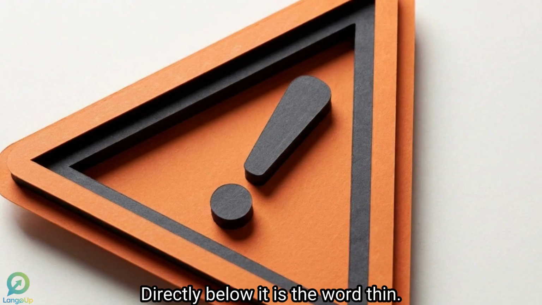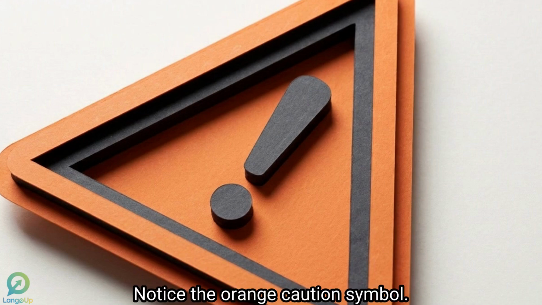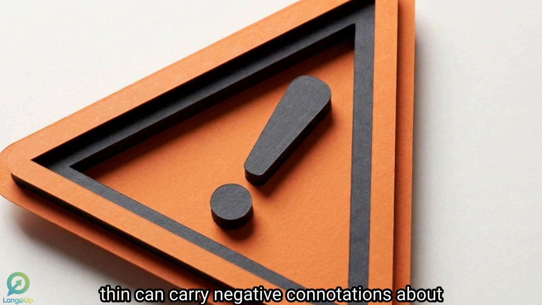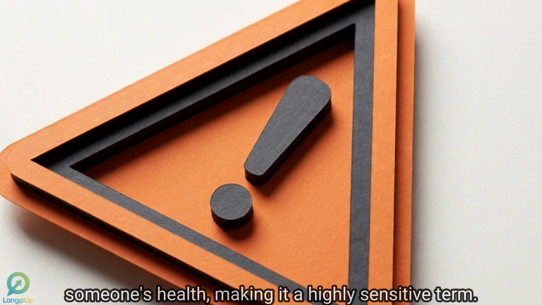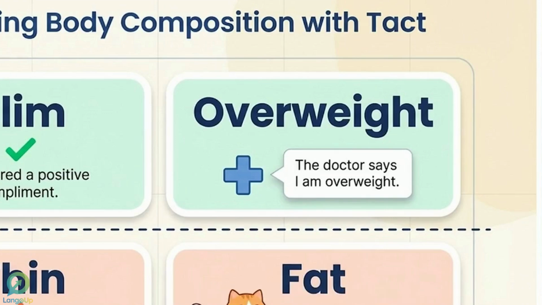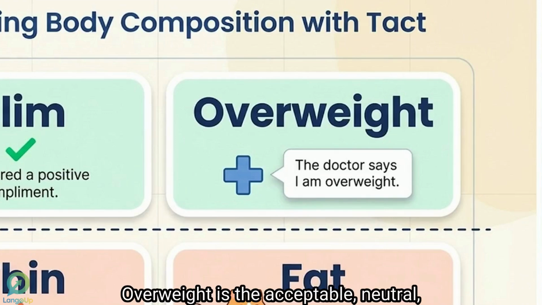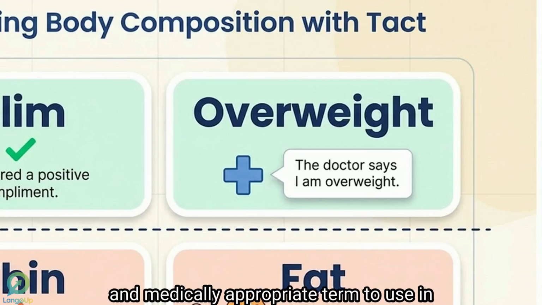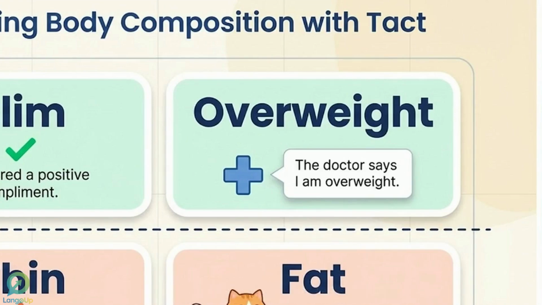Directly below it is the word thin. Notice the orange caution symbol. While technically similar to slim, thin can carry negative connotations about someone's health, making it a highly sensitive term. For larger bodies, we look to the top right. Overweight is the acceptable, neutral, and medically appropriate term to use in polite conversation.